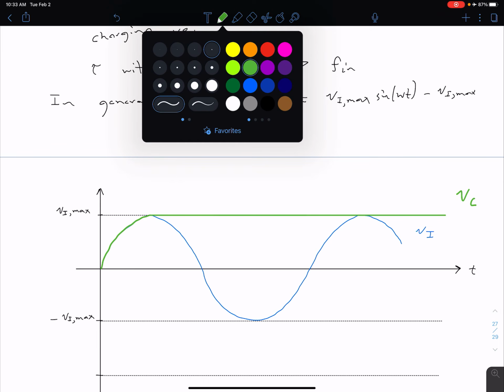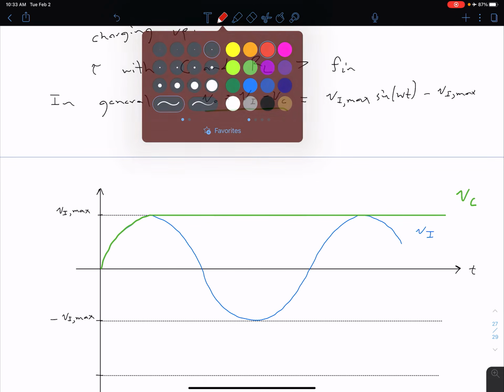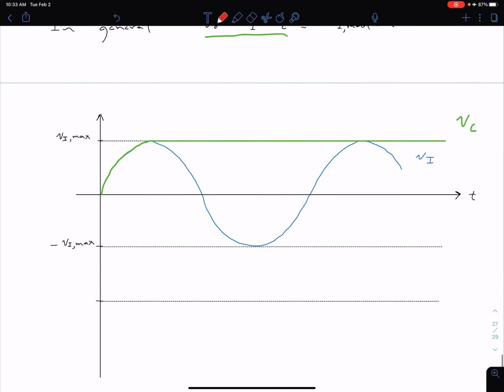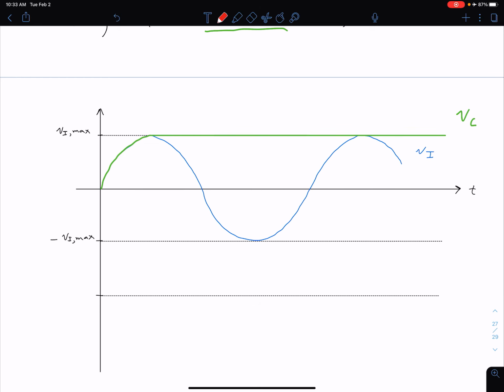So let's come in here and add our Vout then. Let's do that in red. What our Vout is going to be is, of course, for this first section here, the two are the same. So we're just going to have a Vout that is 0 for that initial capacitor charging up. Now, beyond that, we're just subtracting the constant value of Vi max. So we get something that looks like this.